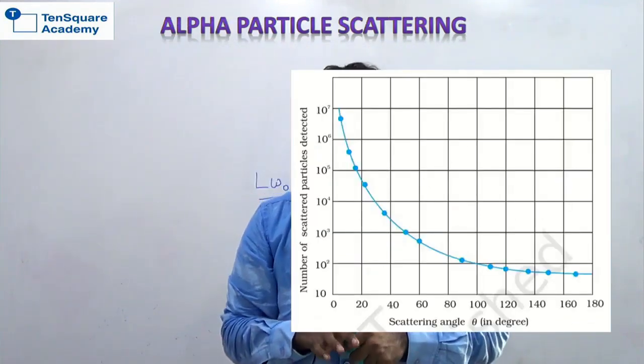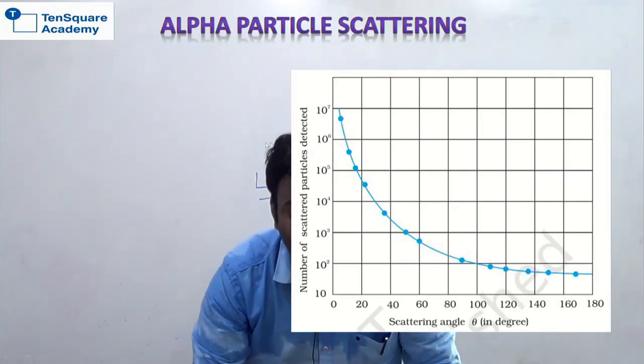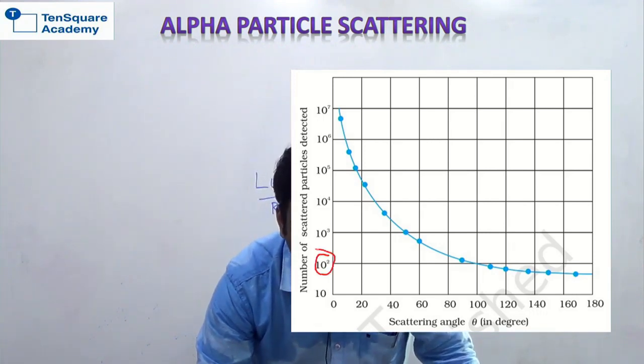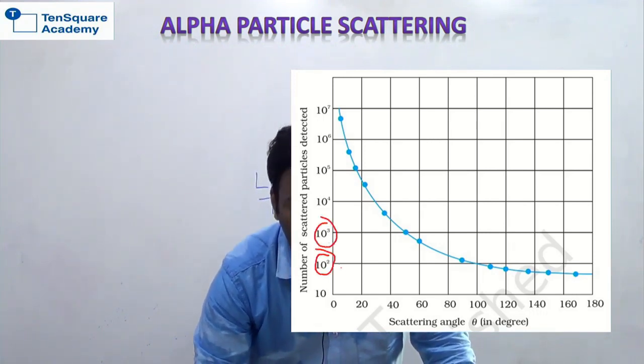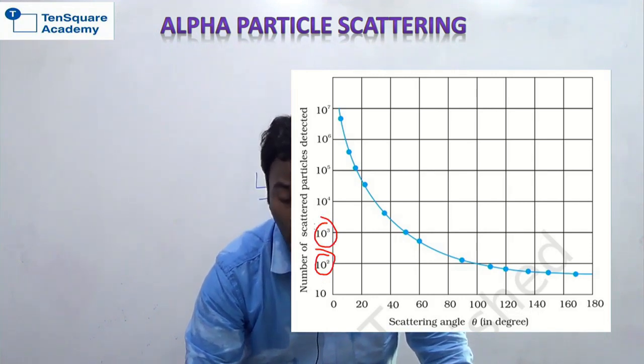And this is alpha scattering. The important aspect which we need to know in this graph is that it is not linear, it is a logarithmic graph. If you observe here, it is 10 power 2, 10 power 3. So, it is not 10, 100, 1000, it is a logarithmic scale on the y axis.